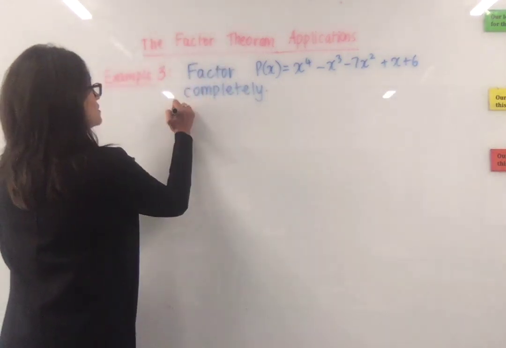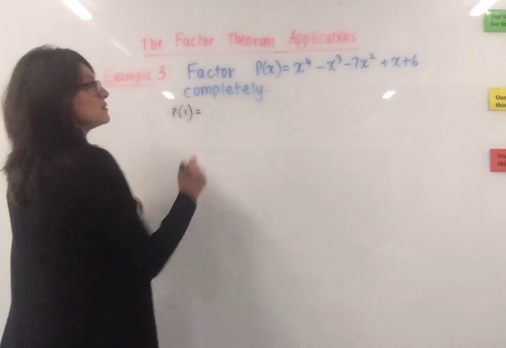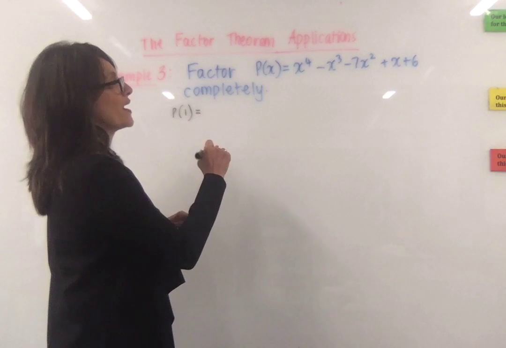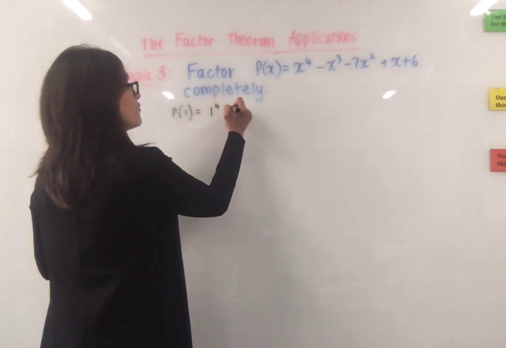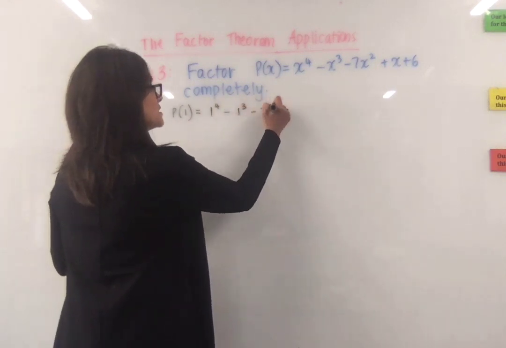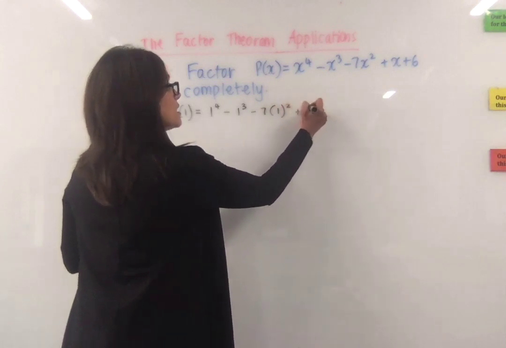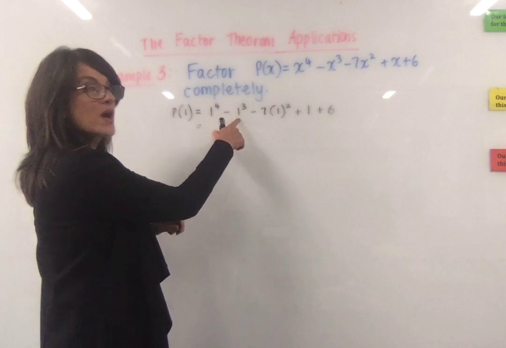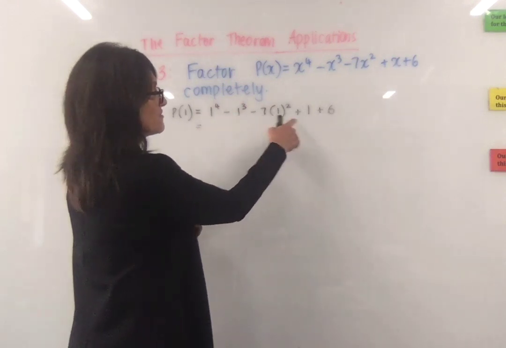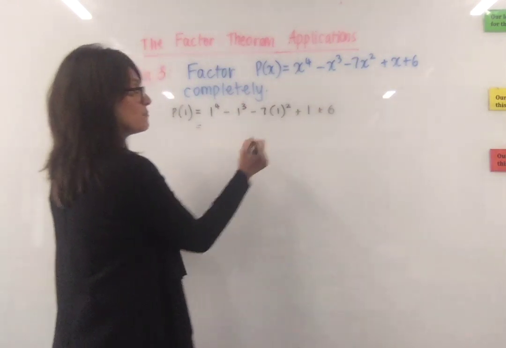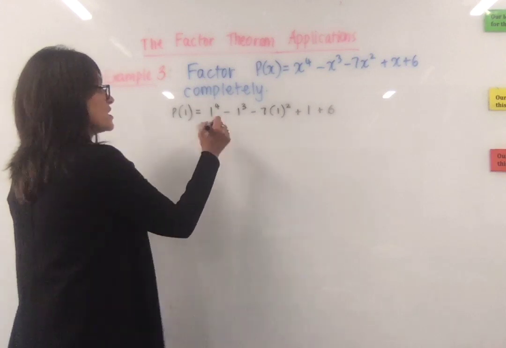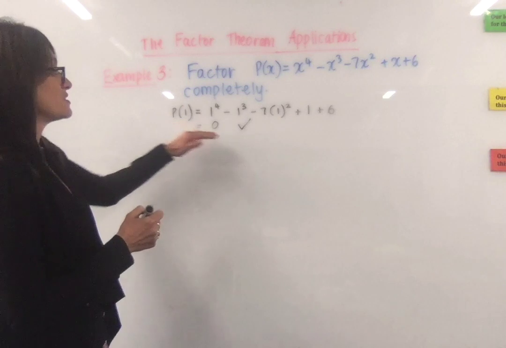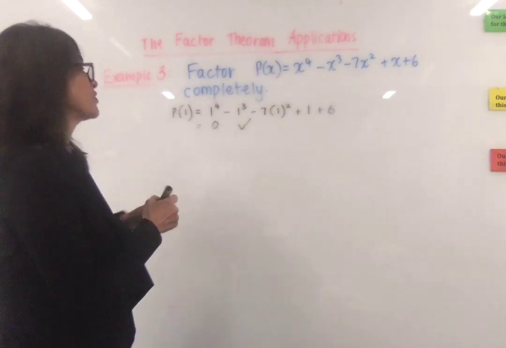So we'll start with the easiest one first to see if we can verify if 1 is a factor. So 1 to the power of 4 minus 1 cubed minus 7 times 1 squared plus 1 plus 6. 1 minus 1 is 0, negative 7 plus 1 is negative 6, plus 6 gives us 0. So therefore, 1 is a factor, so x minus 1 is a factor of this polynomial.